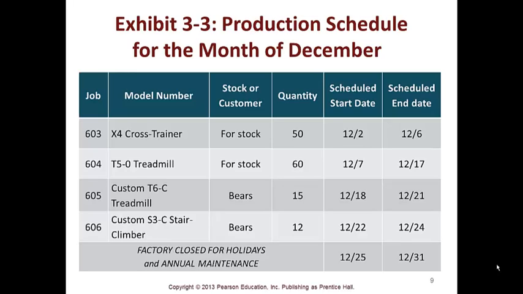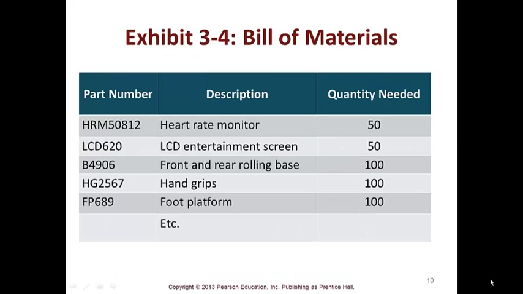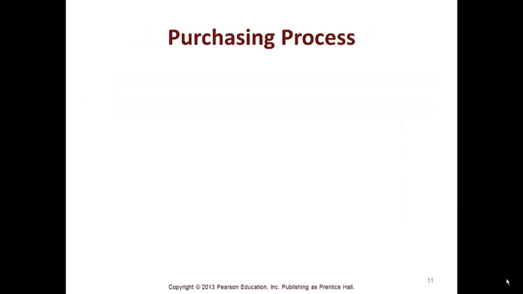Here's an exhibit of a production schedule for the month of December. This is an example out of your book where you're talking about fitness equipment. And here's some different jobs of what they're building. It shows you a schedule of when it's supposed to start and when it's supposed to end. So this is a production schedule. And then you need your bill of materials. For each part number, here's your description and here's the quantity that you need. So when you talk about job costing, you need a schedule of manufacturing and then what's needed for each product.